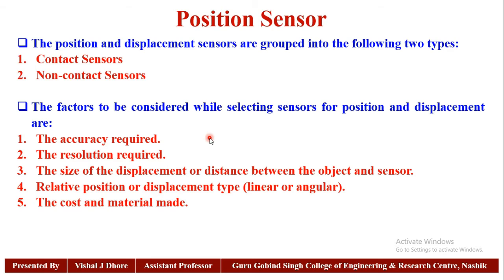The next point is the factors to be considered while selecting sensors for position and displacement. These factors are the accuracy required, the resolution required, and the size of the displacement or distance between the object and sensor. Next, the relative position or displacement type, whether it is linear or angular. And the last one is the cost and material made.